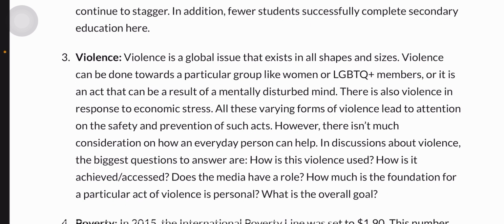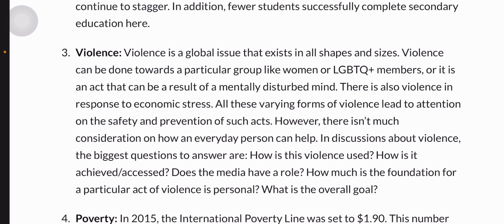Number three, violence. Violence is a global issue that exists in all shapes and sizes. Violence can be done towards a particular group like women or LGBTQ members, or it is an act that can be the result of a mentally disturbed mind. There is also violence in response to economic stress. All these varying forms of violence lead to attention on the safety and prevention of such acts. However, there isn't much concentration on how an everyday person can help.